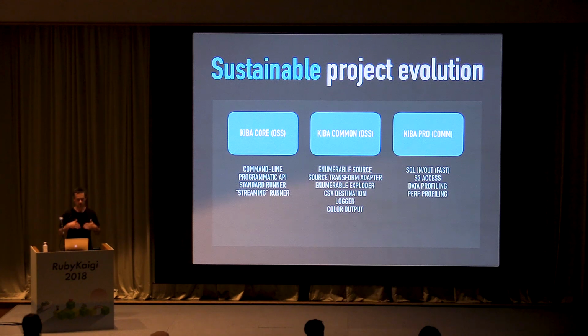Okay, now a little bit on sustainable project evolution, because we see a lot of burnout. Because of the very tiny aspect of Kiba itself, I've been able to improve the Kiba core with a version 2, extract a Kiba Common version which is also open source with a number of helpful components, and also start working on the Kiba Pro version, which provides specially designed tools for fast SQL or Amazon S3 exchange, data profiling, performance profiling. But again, this is on a subscription model, but in a sustainable fashion for me, without the risk of burnout that I mentioned before.